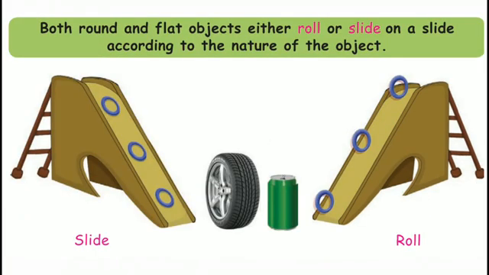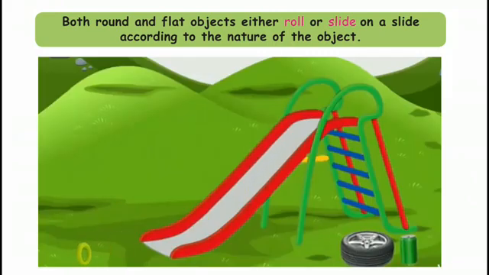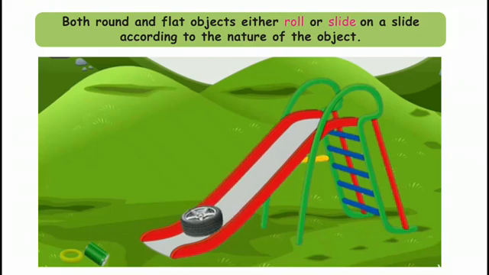Both round and flat objects either roll or slide on a slide according to the nature of the object. The ring is rolling because the round shape is on the slide. Now it is sliding because the flat shape is on the slide. The cool drink bottle is sliding because the flat shape is on the slide. Now it is rolling because round shape is on the slide. The tire is sliding because the flat shape is on the slide.